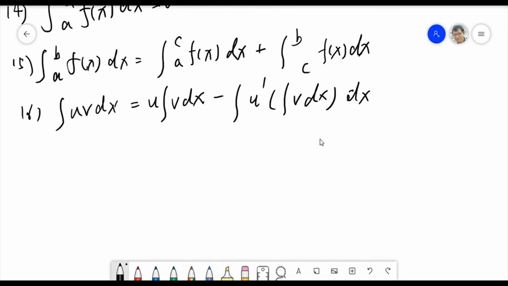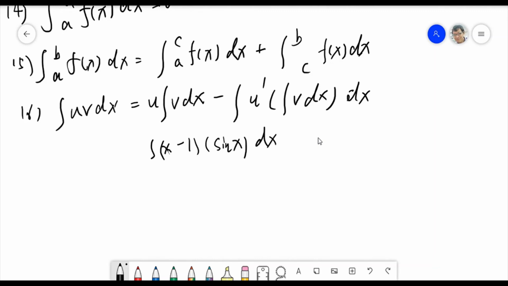Okay, so let's just give a simple example to see how this is used and how we can make it so simple. The example is like this: integral of (x minus 1) times sine x dx, right?